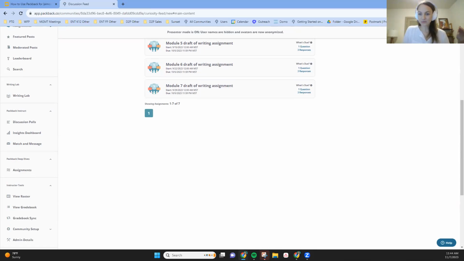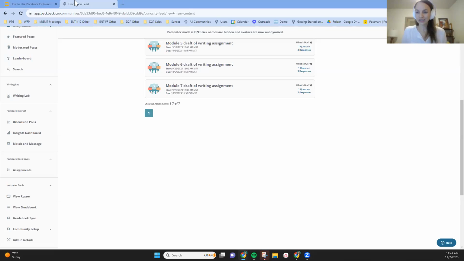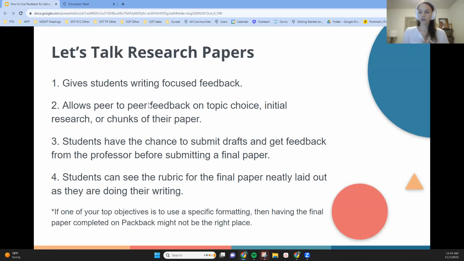Now, I want to just pivot this right into talking about our research papers. Research papers are really great to use on Packback, but this always comes with that piece I talked about in the beginning of when we should or shouldn't use assignments on Packback. So, great things for research papers: we talked a little bit here about giving students feedback. That can be really helpful within Packback.